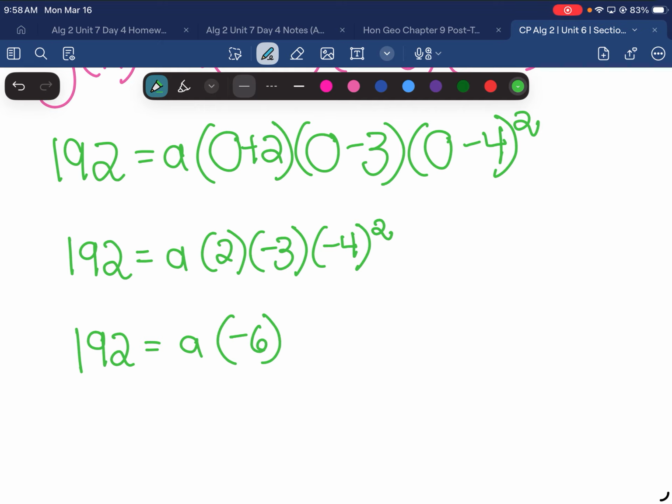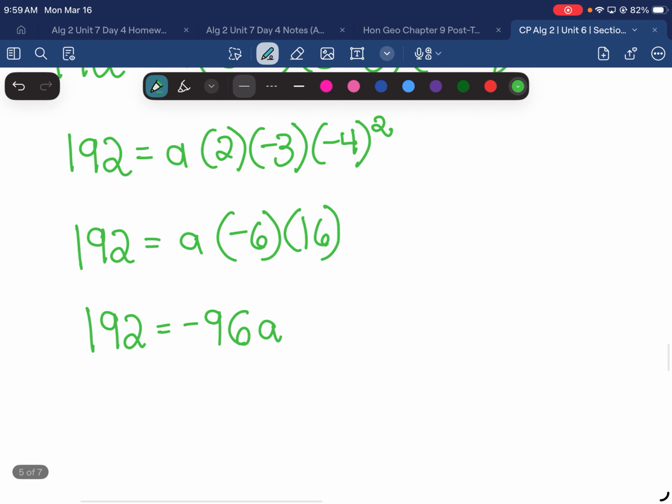So I know this is what? -6 times a positive 16. Is that 96? -96? Yeah, okay. Divide by a -96. A equals -2. Good answer.